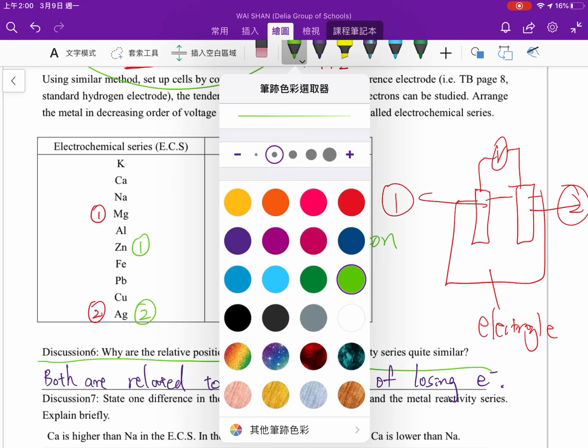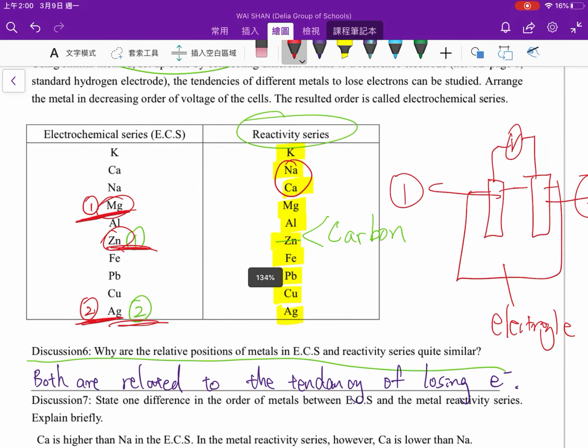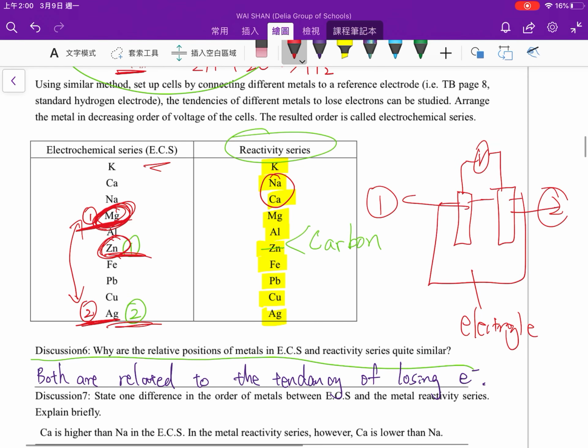Then we should know that the chemical cell using magnesium and silver will have a higher voltage than that using zinc and silver, because magnesium has a higher position than zinc in the E.C.S. To explain why it has a higher voltage: because magnesium has a higher position than zinc in the E.C.S., that's why the chemical cell involving magnesium and silver will have a higher voltage than that using zinc and silver, okay.